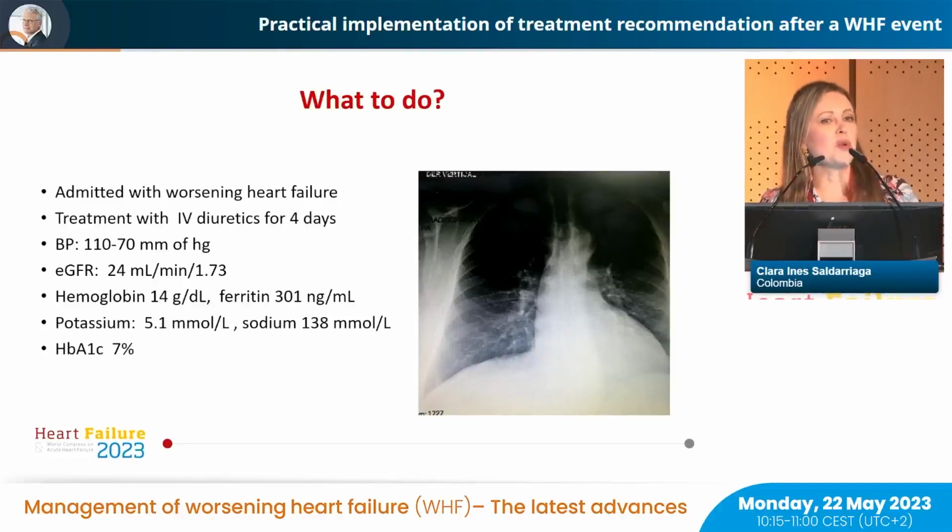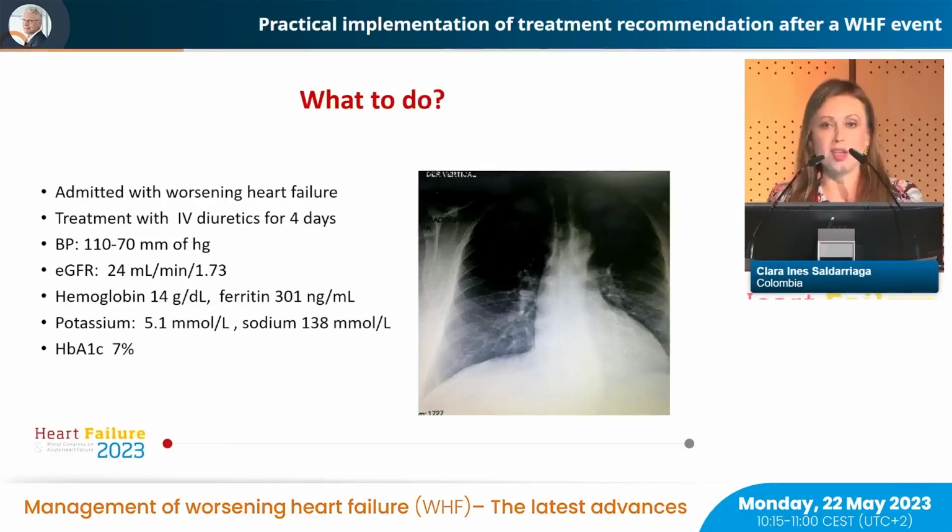Then this patient was admitted to the hospital due to signs and symptoms of congestion. As you can see here, this is the typical definition of a worsening heart failure patient. So we admit the patient, we look for the cause of the decompensation, and then we treat these patients with IV diuretics for 4 days. After that, the patient is stable on the ward. Now we switch the patient from IV diuretics to oral diuretics. And here you can see the blood pressure and the labs at that point of the evolution of the patient. And now let's decide what to do with this patient.